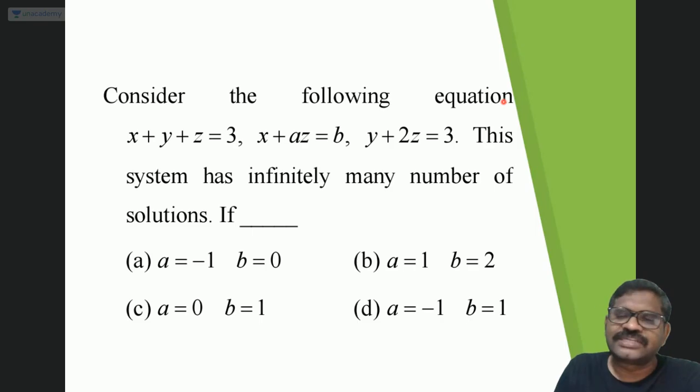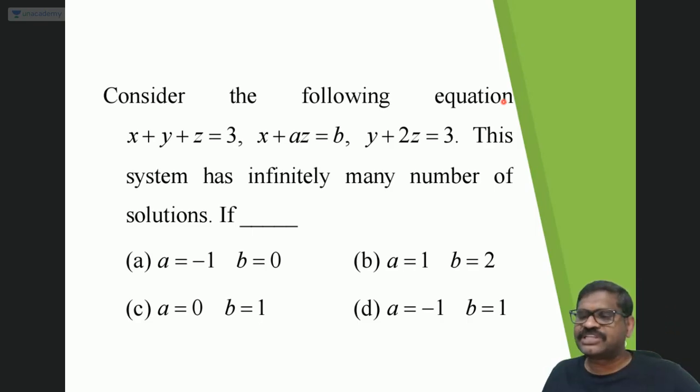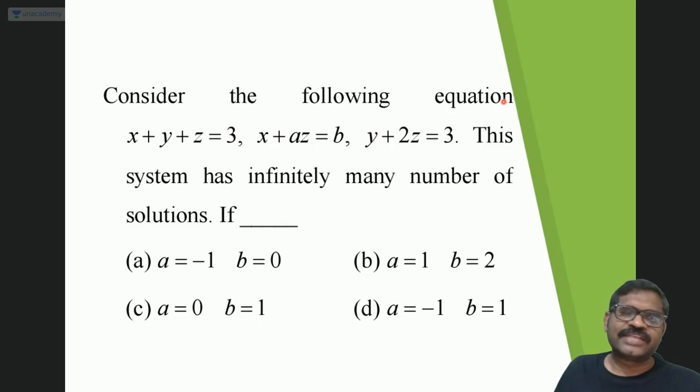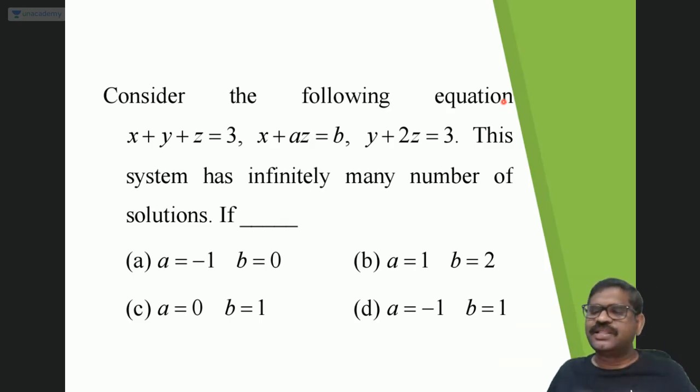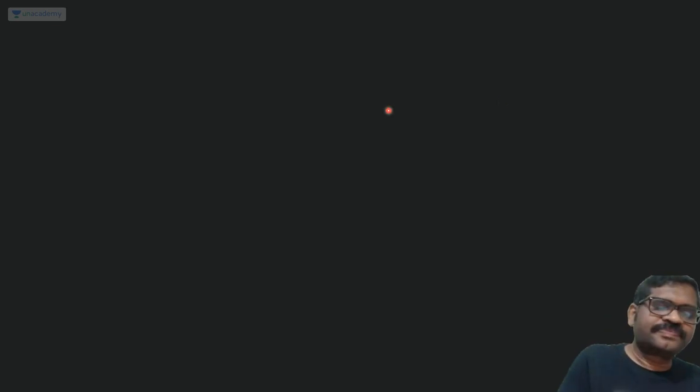Now consider the following equations. This system has an infinite number of solutions; in which case does the system have infinite number of solutions? Is it a non-homogeneous system or a homogeneous system? First you cross check that. Homogeneous or non-homogeneous? Non-homogeneous. Whenever a non-homogeneous system is given, the best method is the rank procedure. Okay?